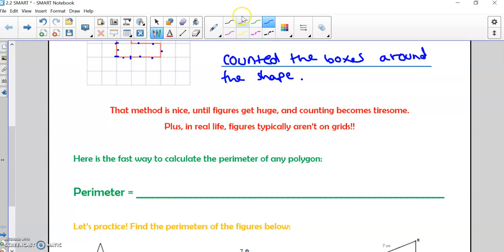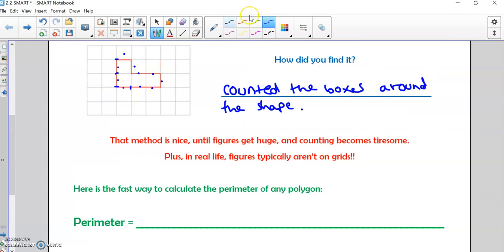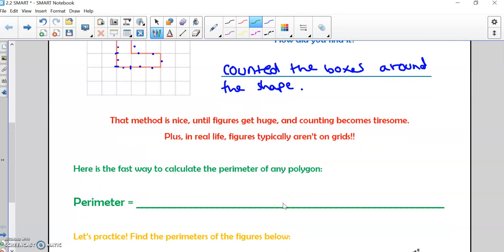All right, so counting is lovely when you're on a grid and stuff, but similarly to yesterday's video, we can't really always count piece by piece, right? That's not realistic. It's not efficient. And so an easy way to think about perimeter is if you have the lengths of various sides of the shape, you can just add them all together. So when you're finding the perimeter, it's equal to the sum of all the side lengths.